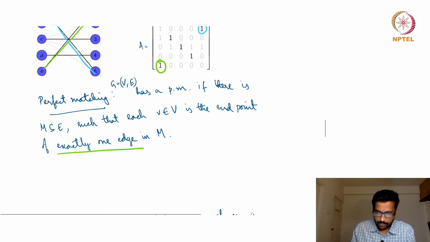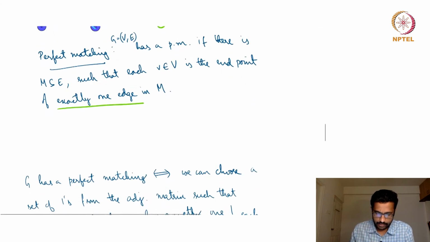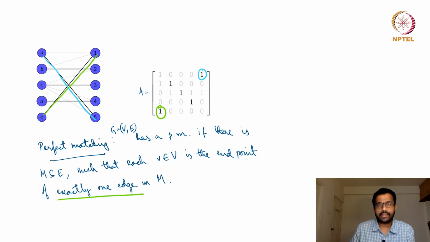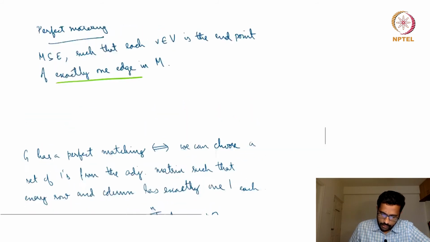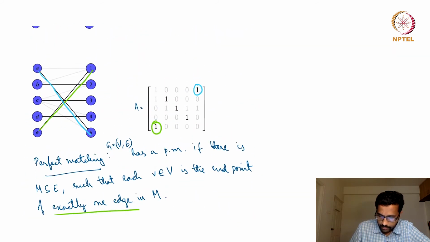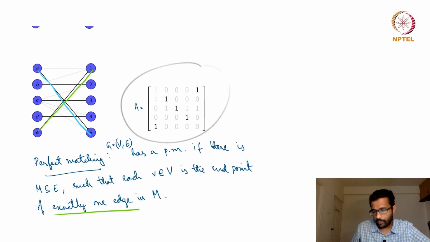Right. So this is a perfect matching, and we are asking whether the graph G has a perfect matching. If there is a perfect matching, then if you look at the ones in the adjacency matrix, I will just erase this over here, you can see that every row has exactly 1 one. Every column has exactly 1 one. So there is no row that has 0 ones or more than 1 one. Every row and column has exactly 1 one, right?